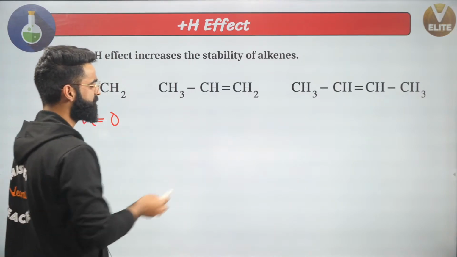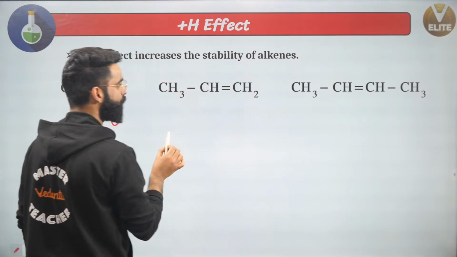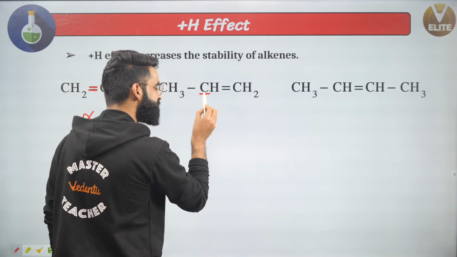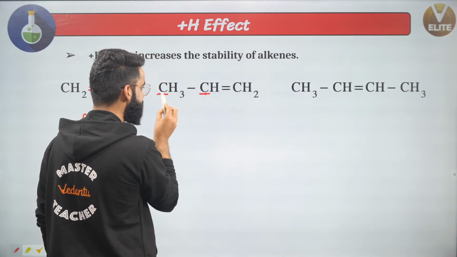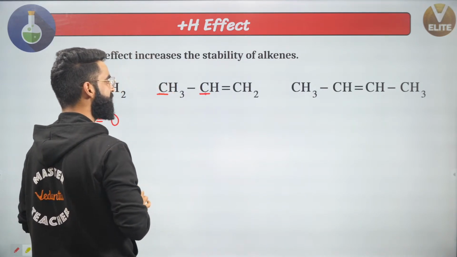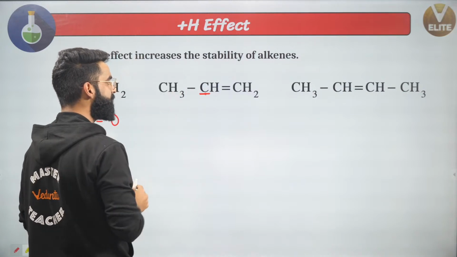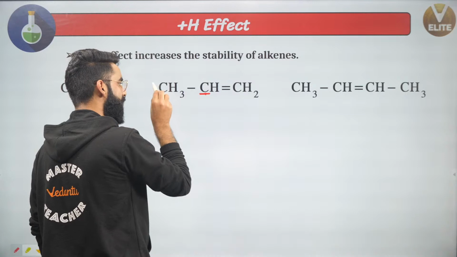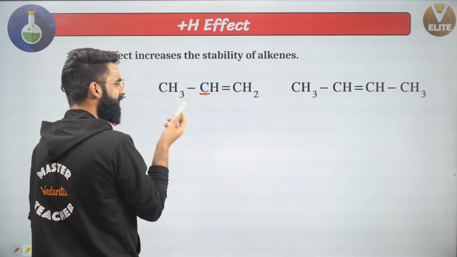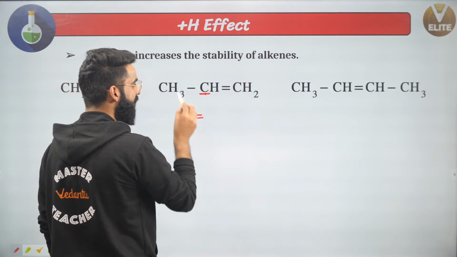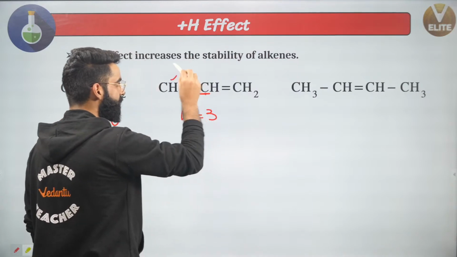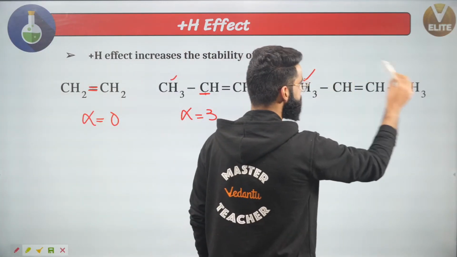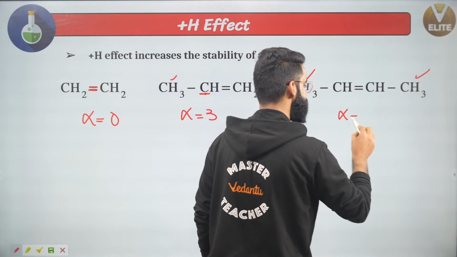Now at the same time, if I ask you how many alpha carbons do we have right here? See, this is sp2 hybridized carbon, and with this sp2 hybridized carbon, this carbon right here is sp3. So I'm calling this carbon right here as sp3 hybridized carbon, and the hydrogens which are attached to this sp3 hybridized carbon are called alpha hydrogens. So how many alpha hydrogens do I have in this molecule? We have got 3 alpha hydrogens right here. Similarly, right here we have got 6 alpha hydrogens.